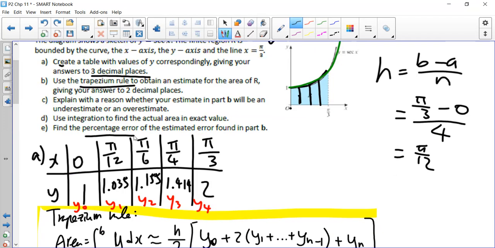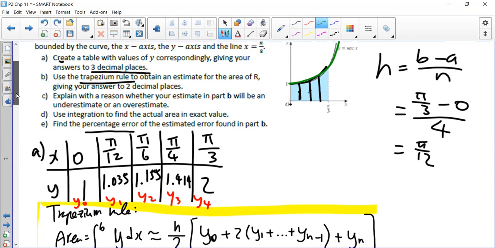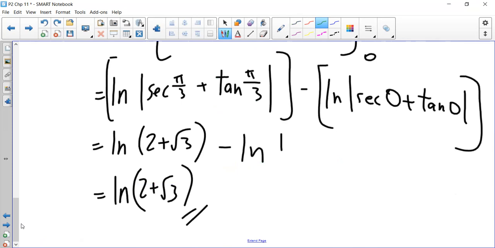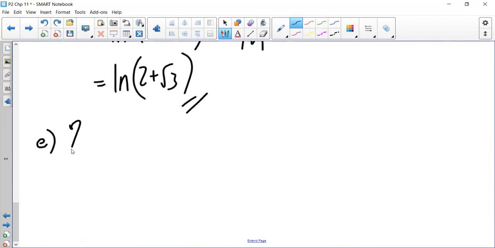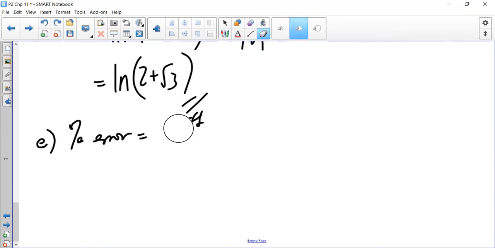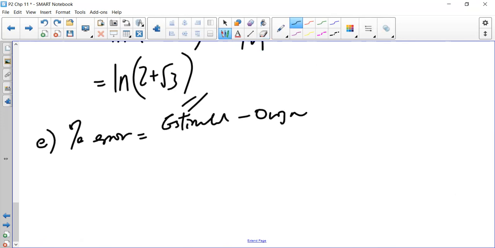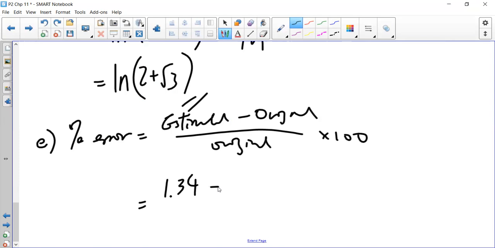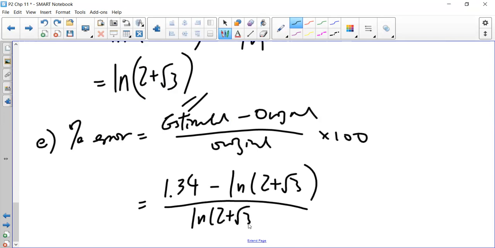Nice. Part E. Find the percentage error. Percentage error means the percentage difference between the estimation and the real value. So for question E, percentage error equals the actual difference over the original, estimated minus original over original, times 100. So the estimated value we've got is 1.34 from part B. So 1.34 minus the original, which is ln of 2 plus root 3, over the original, ln of 2 plus root 3, times 100.